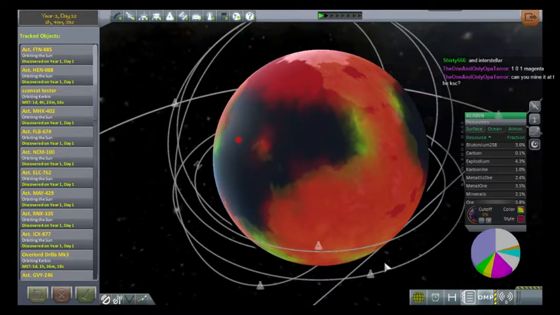Can you mine it at the KSP? You certainly can. You can mine it on the runway, you can mine it on the launch pad. I'm pretty sure you can mine it on top of the VAB, although don't quote me on that one. I haven't actually tried it.